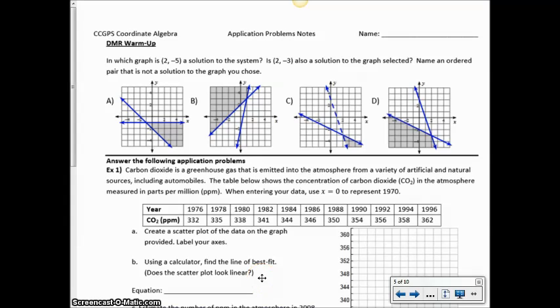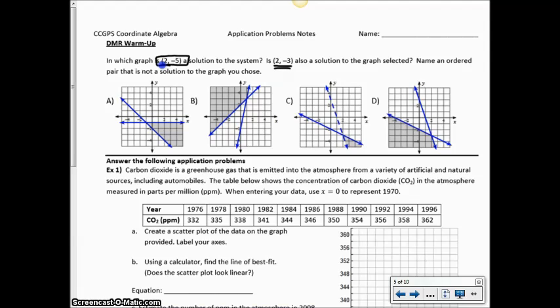Okay, hopefully you've had time to work on the warm-up. So the warm-up says, in which graph is 2, -5 a solution to the system? And then it says, is 2, -3 also a solution to the graph selected? So we're looking for two things. We're looking to see if this point is definitely a solution, and then we need to answer, is this a solution to that graph also?